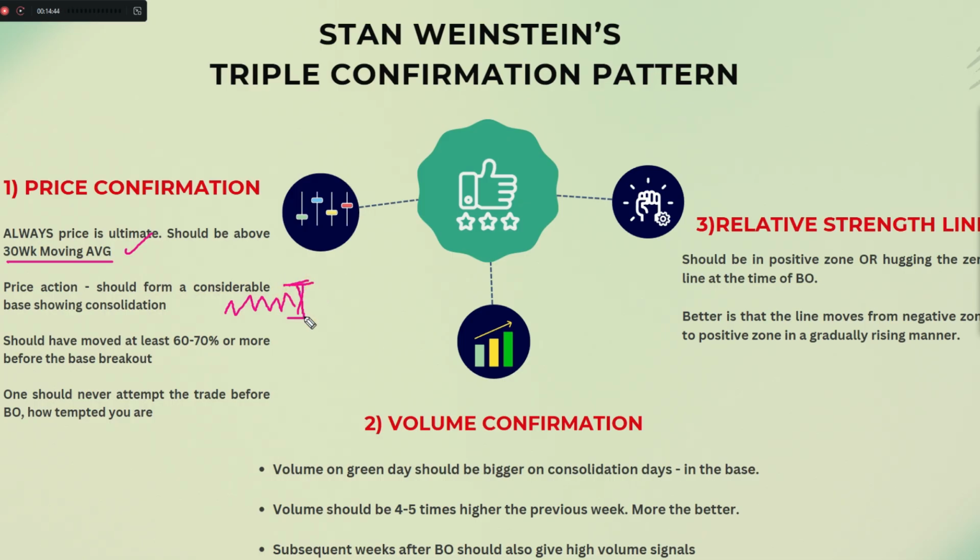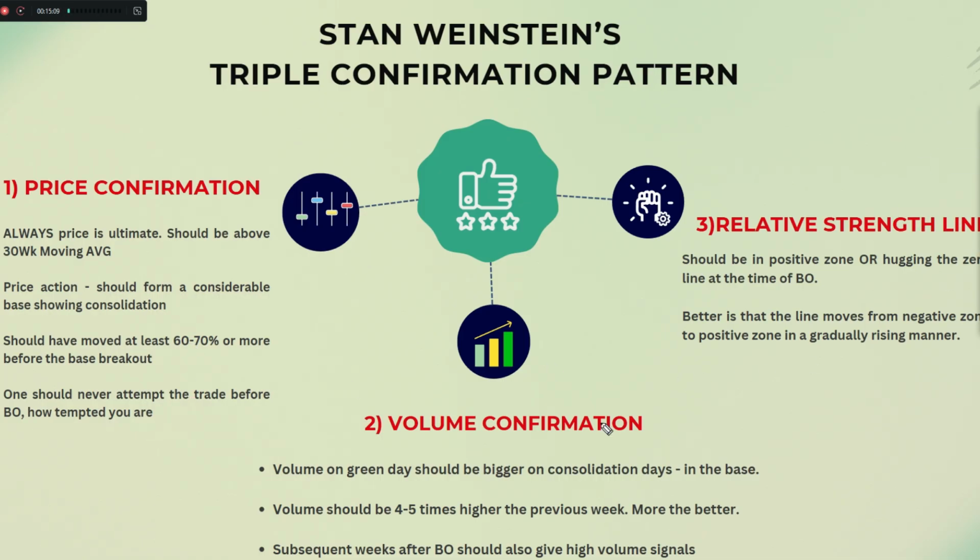For example, this is the range. This range should be at least 50 to 60% before the breakout itself. The movement should have happened. And one should never attempt the trade before the breakout, however tempted you are or however good the setup looks. Don't trade before the breakout because it will test your patience. You will lose your confidence also.